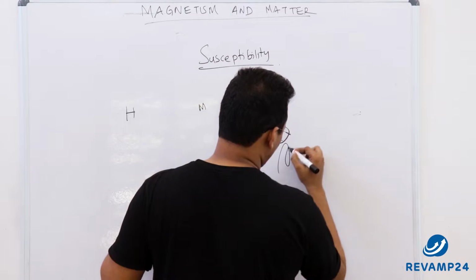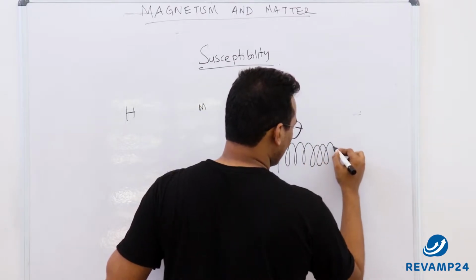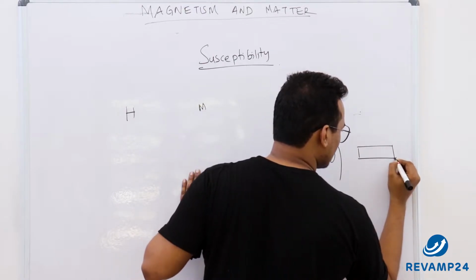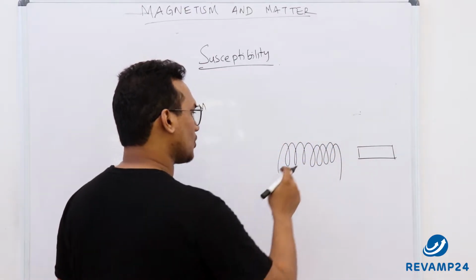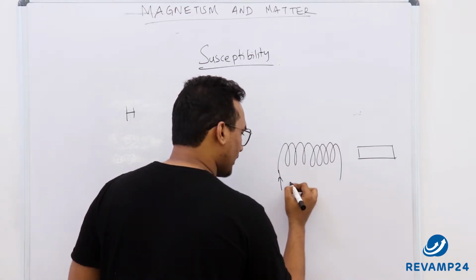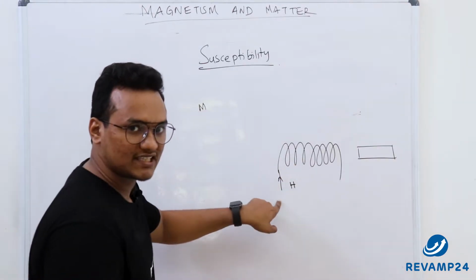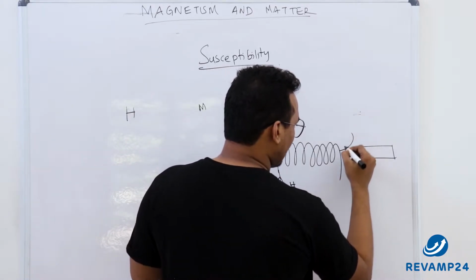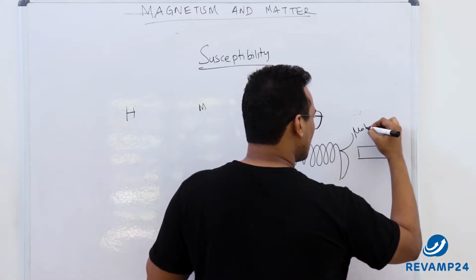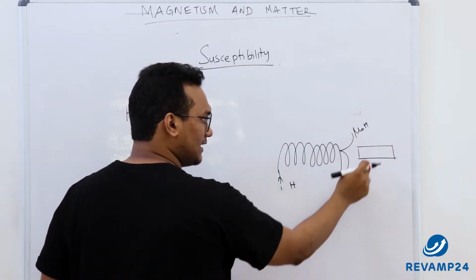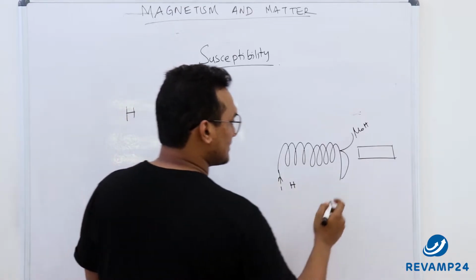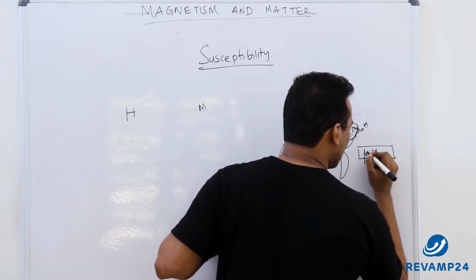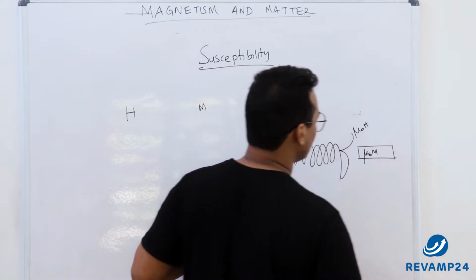How? This was the experiment. We have a solenoid, and near the solenoid, we have kept a substance, a material. The solenoid, what have we provided? We have provided a magnetizing intensity H as an input. It has created a magnetic field of mu0 into H around it. With this, the material has got magnetized, and the magnetization was M. So the magnetic field created inside the material is mu0 into M.